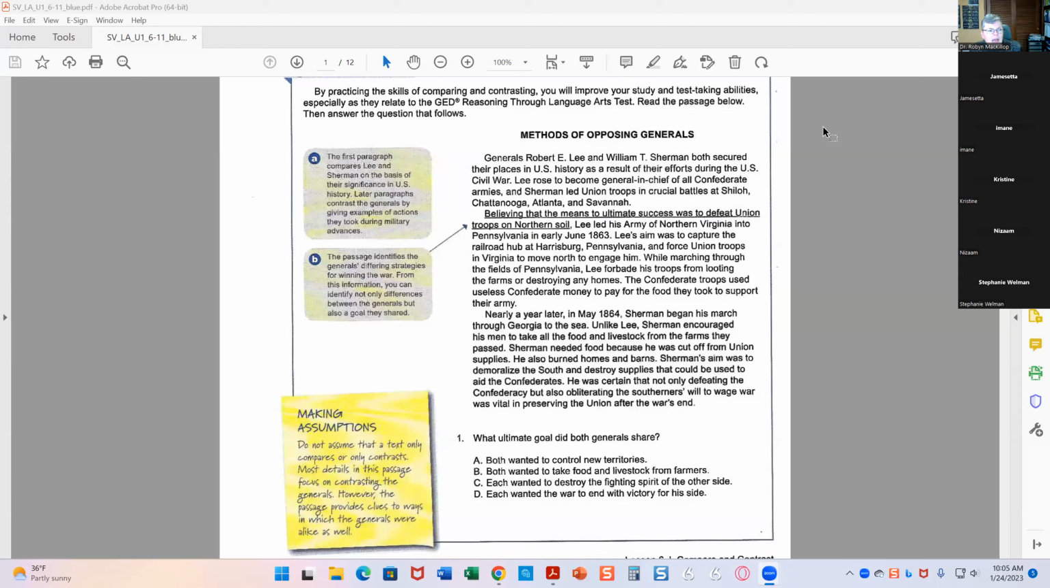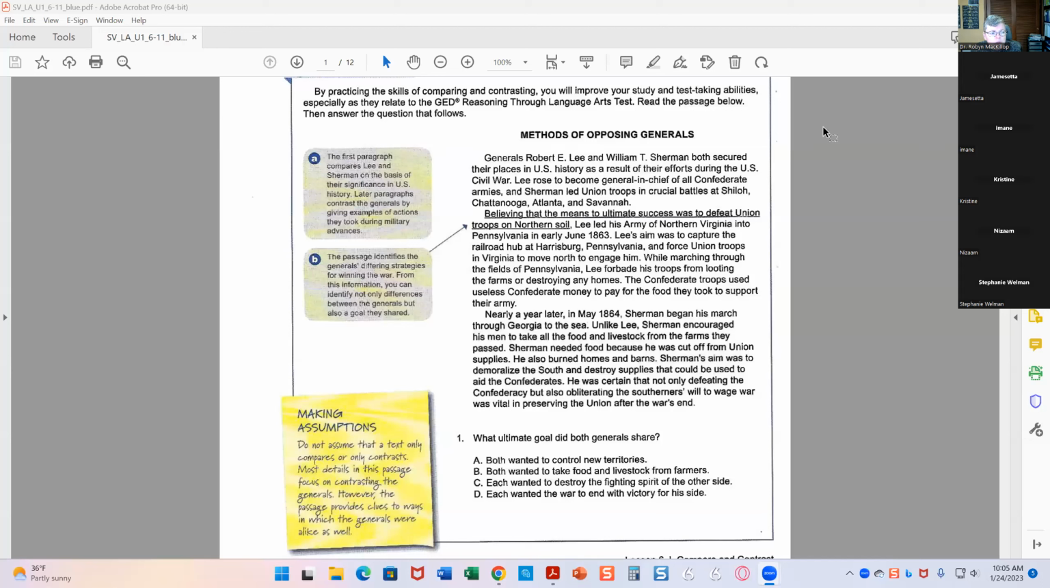Generals Robert E. Lee and William T. Sherman both secured their places in U.S. history as a result of their efforts during the U.S. Civil War. Lee rose to become general-in-chief of all Confederate armies, and Sherman led Union troops in crucial battles at Shiloh, Chattanooga, Atlanta, and Savannah. Believing that the means to ultimate success was to defeat Union troops on Northern soil, Lee led his army of Northern Virginia into Pennsylvania in early 1863.